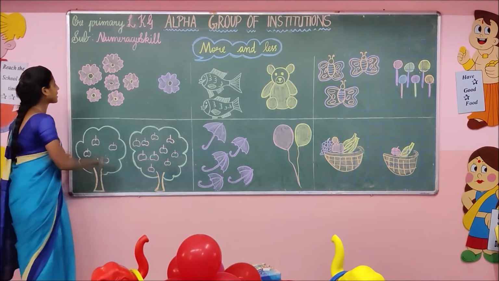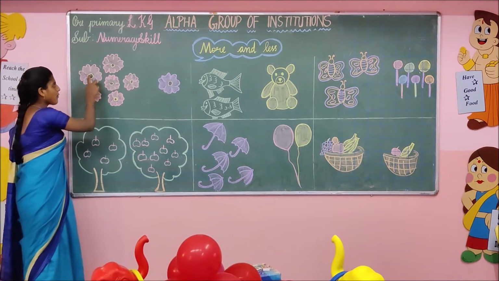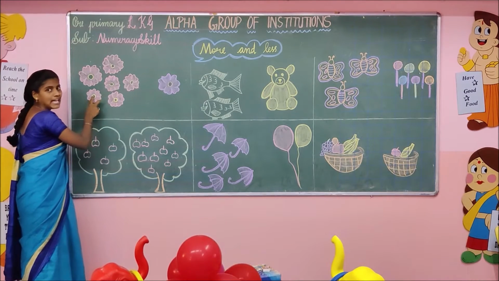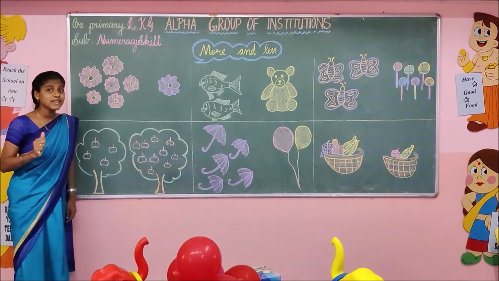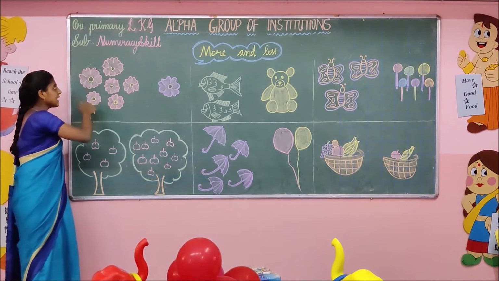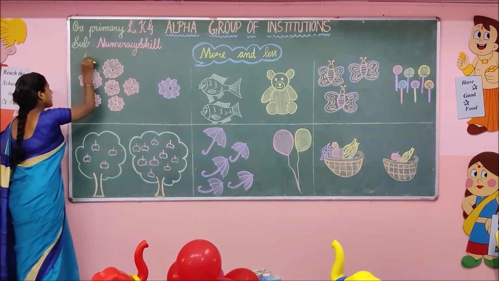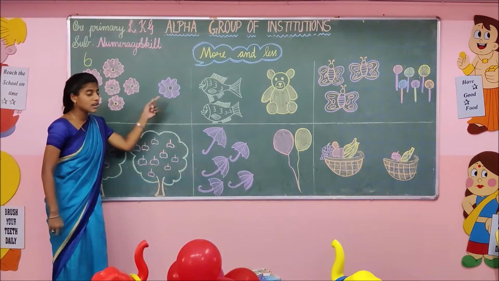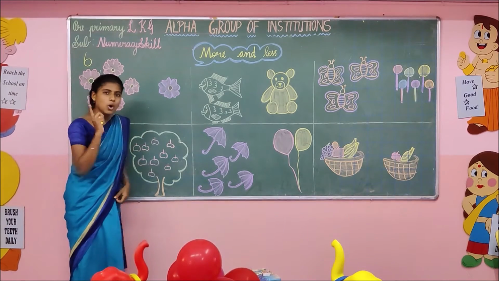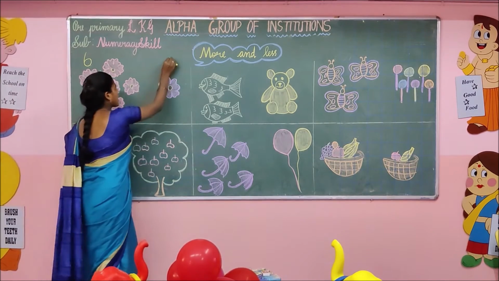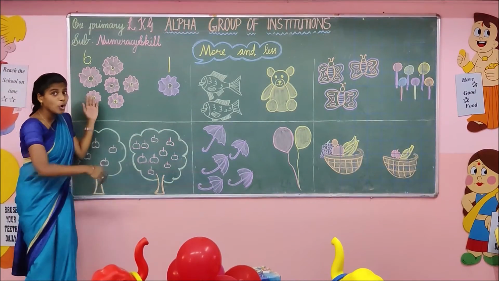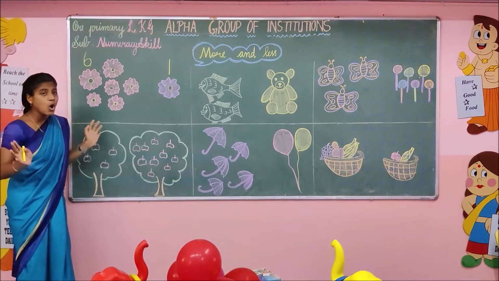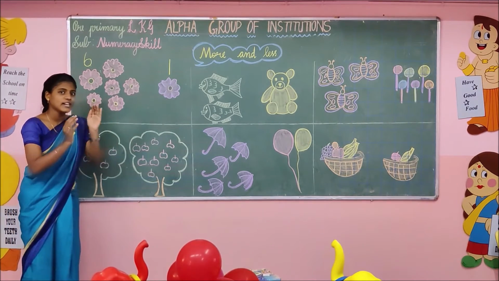Okay, let's do it. Shall we count the flowers? 1, 2, 3, 4, 5, 6. How many flowers do we have here? 6. We have 6 flowers. Shall we count the violet color flower? Okay, 1. We have only 1 violet color flower. Which is more and which is less? Pink color flower is more and violet color flower is less.